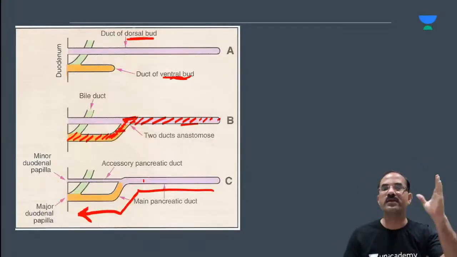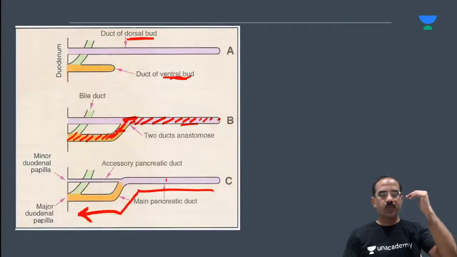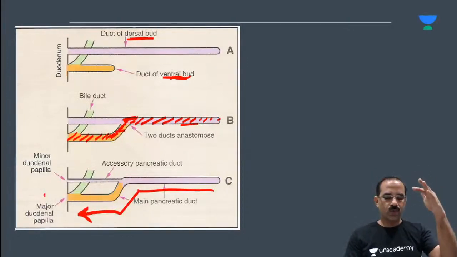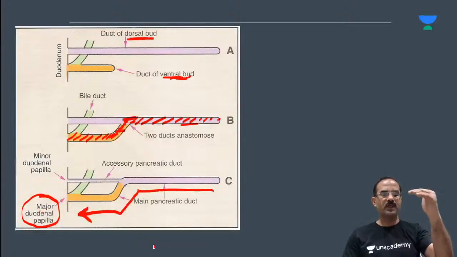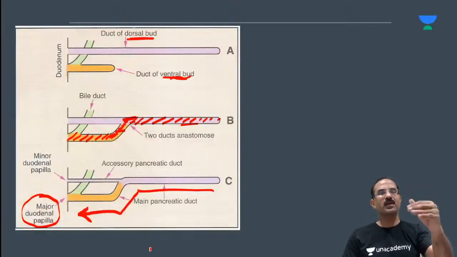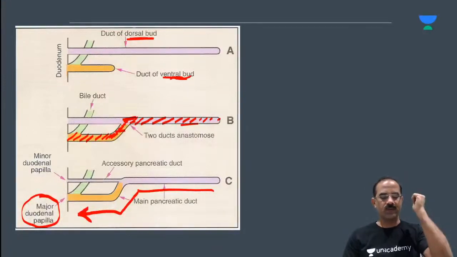The duct of Wirsung. And where does this duct open, students? This duct opens into the major duodenal papilla. It opens into the major duodenal papilla 8 to 10 centimeters from the pylorus. 8 to 10 centimeters from the pylorus.